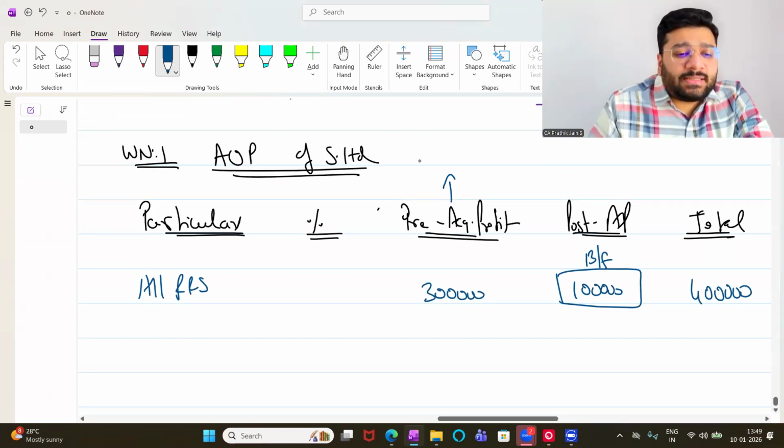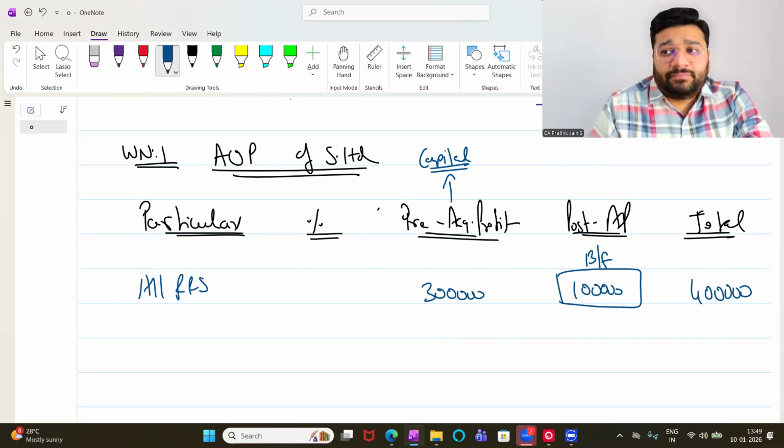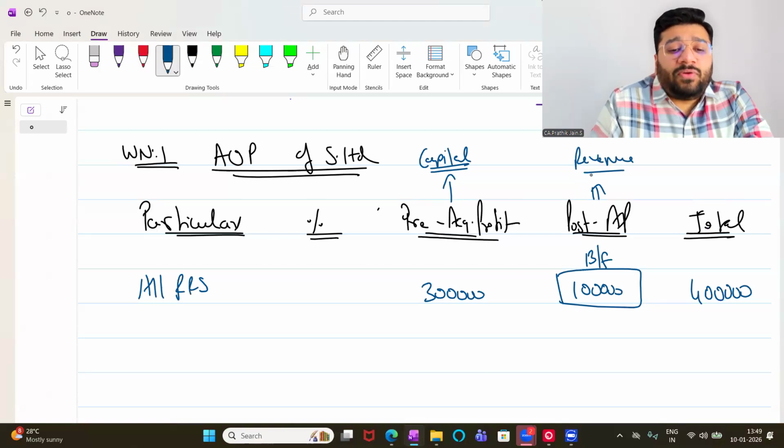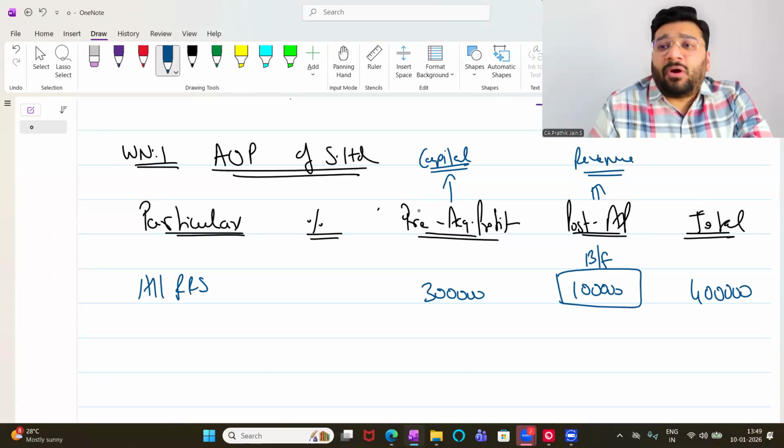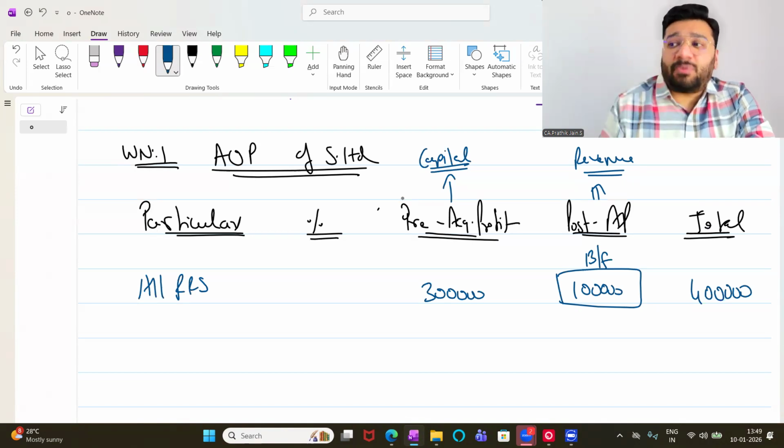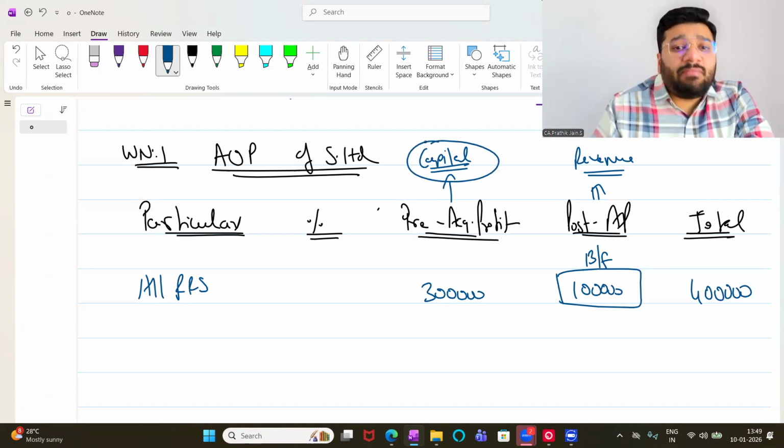Pre-acquisition profit is also called, I'm telling for the first time, capital profit. Post-acquisition profit is called revenue profit. Pre-acquisition profit is not my profit. It is somebody else's profit. We are purchasing the profit. Any profit that we buy is called capital profit. Any profit generated by a balance sheet item at the balance sheet level is called pre-acquisition profit.